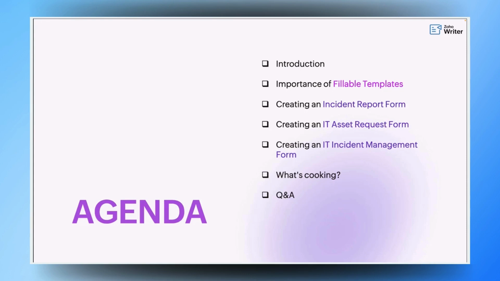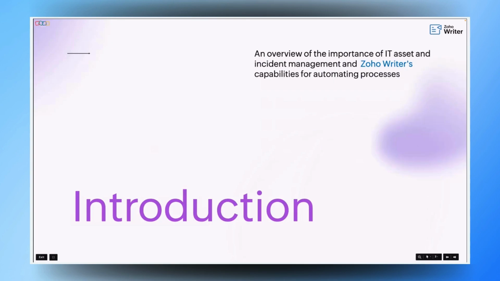So to kick things off, let's talk about why IT asset and incident management are critical. Efficient asset management keeps track of an organization's resources, while incident management helps teams respond quickly to issues and minimizing downtime and cost. Together, they ensure smooth operations and help maintain control over assets and workflows. I think that clarifies this. Yes, that was a great overview, Sini.